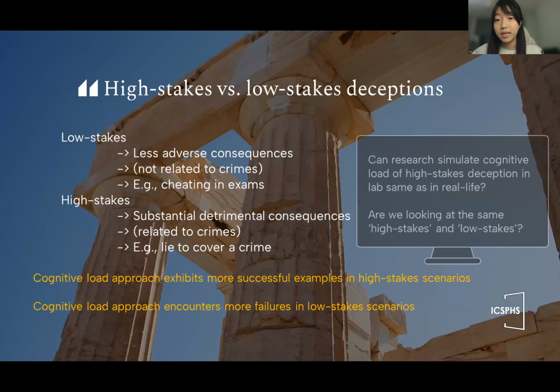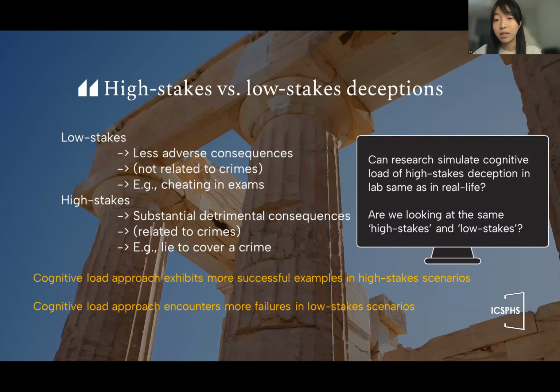I also looked into some of the current unresolved issues in the field of high- and low-stakes deception detection. In particular, people do not seem to experience the same amount of cognitive load when telling a high-stakes lie in a laboratory as in real life. In addition, definitions of high-stakes and low-stakes deceptions vary between studies, challenging research in this field.